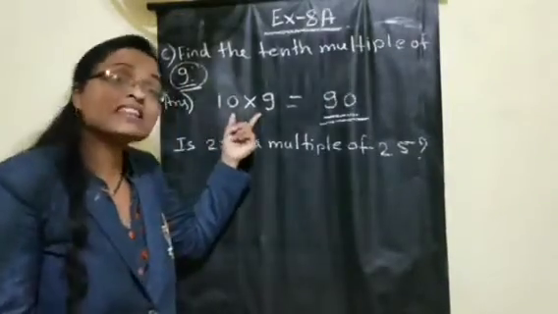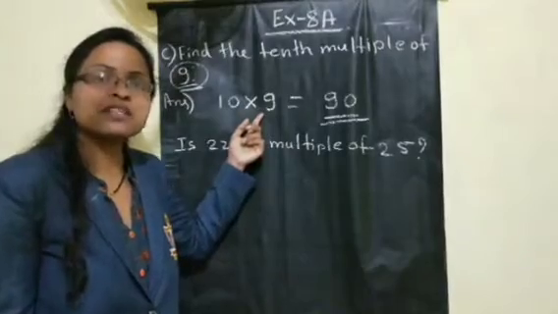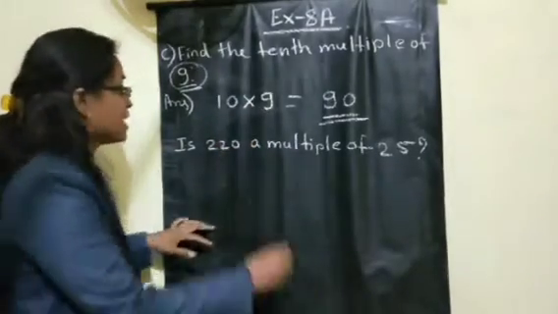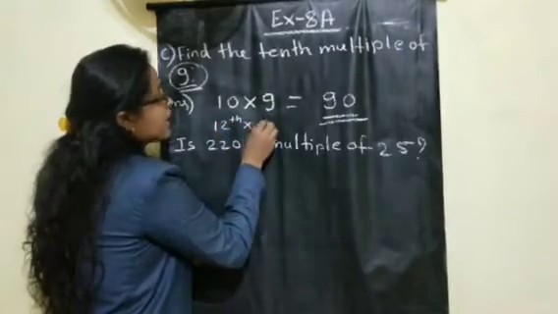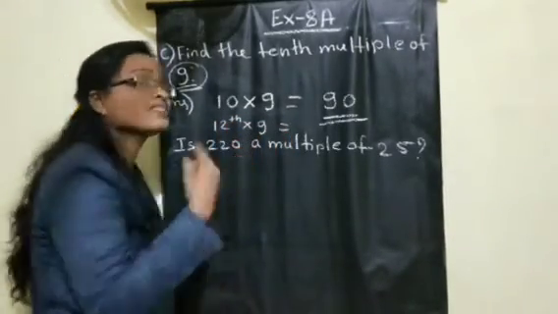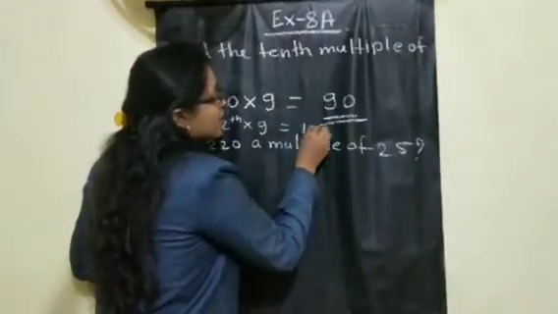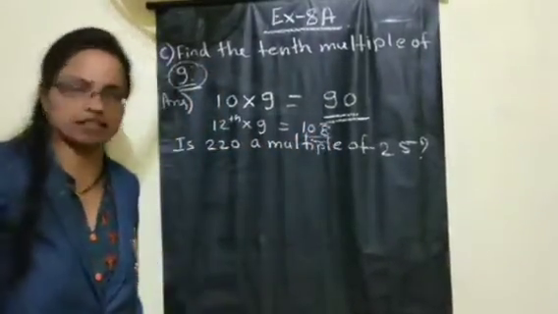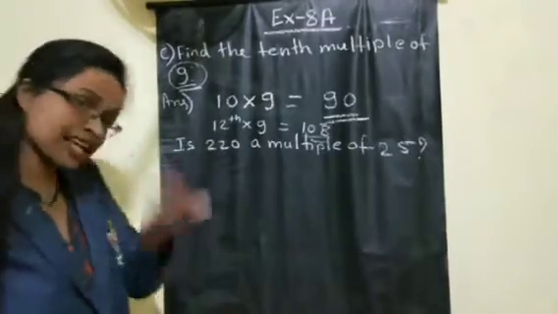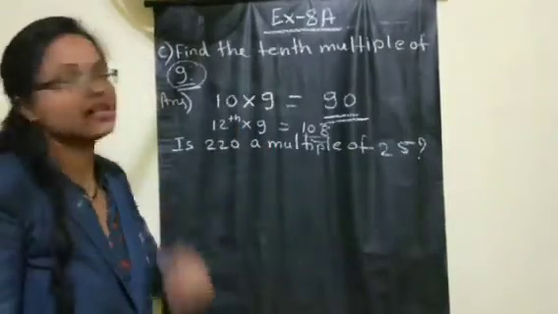So the 12th multiple of 9 means 12 multiplied by 9. For example, if they ask the 12th multiple of 9, you have to get how much 12 9s are. 108. So the 12th multiple of 9 is 108. Understood? Like this, whichever question they ask, according to that you have to get the answer.